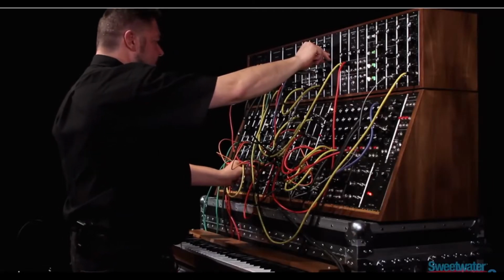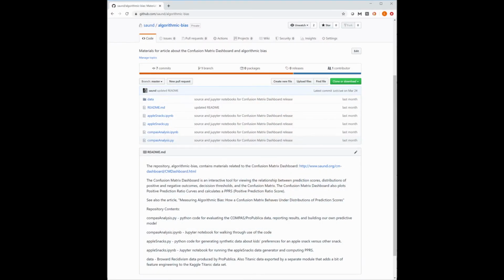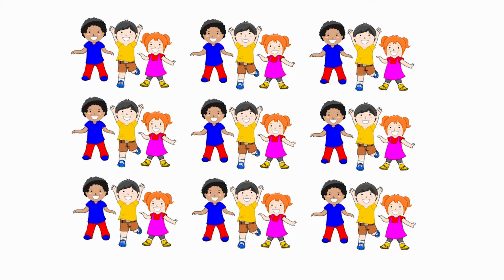We'll build a data synthesizer. The Python code for the Apple Snacks data synthesizer is in the GitHub repository for this project. I'll explain how it works. We're going to generate some pretend kids, as many samples as we want.